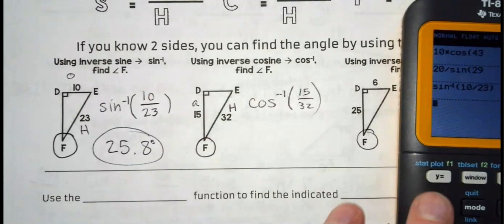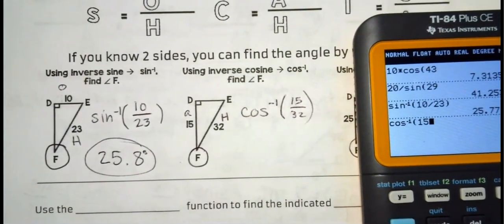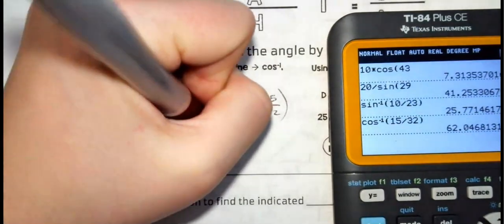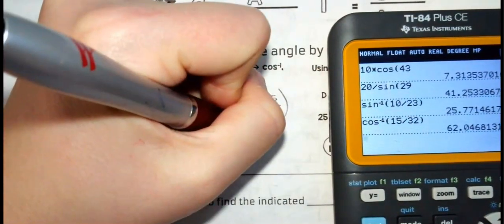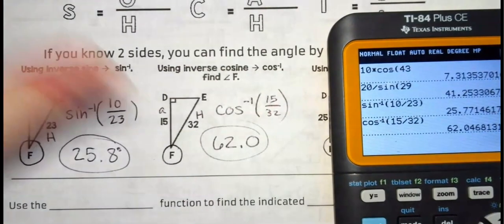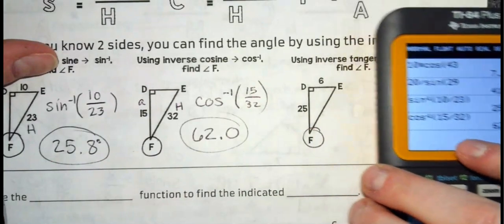15 over 32. So things we're not doing today: we're not multiplying, we're not dividing. We are literally just typing it into the calculator. It's 62.0, but you could just write 62. All you're really doing is determining, am I using sine, cosine, or tangent inverse? That's all you're doing today.